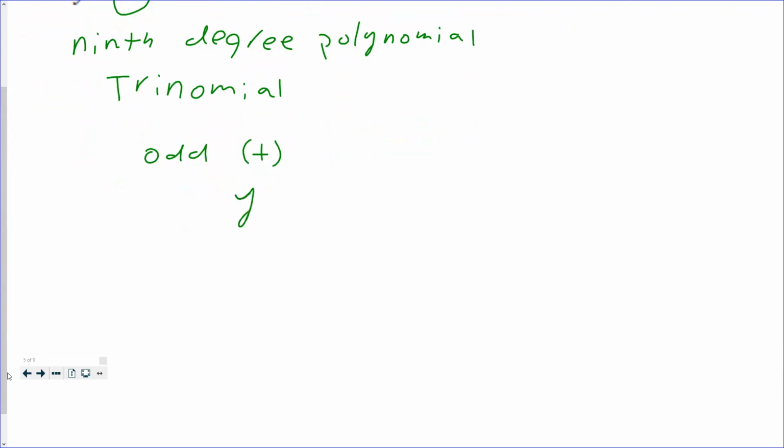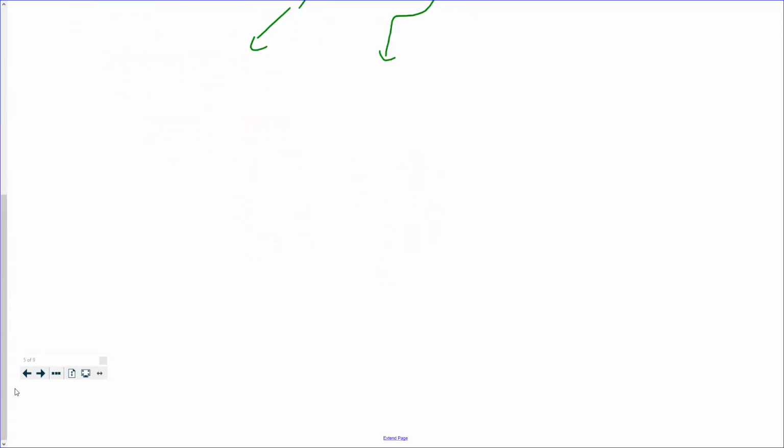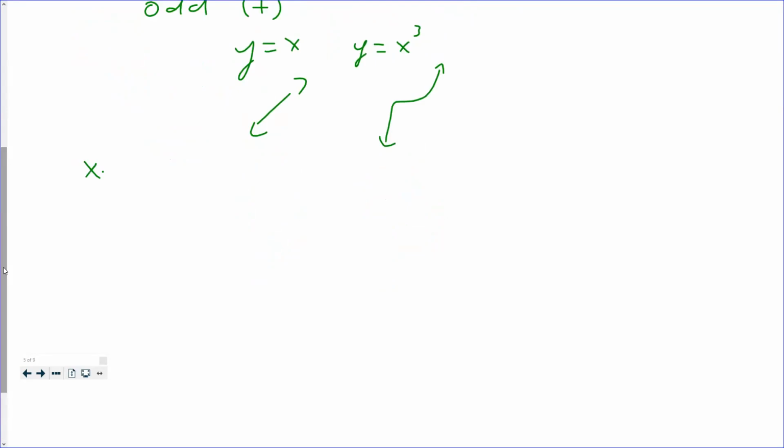So I should have end behavior similar to y equals x or y equals x cubed. It's the same thing. They're the same end behaviors because they're both odd degree functions with a positive leading coefficient. So this means as x goes to infinity, y is going to infinity. When x is going to negative infinity, y goes to negative infinity as well.